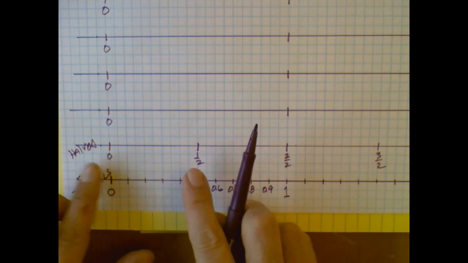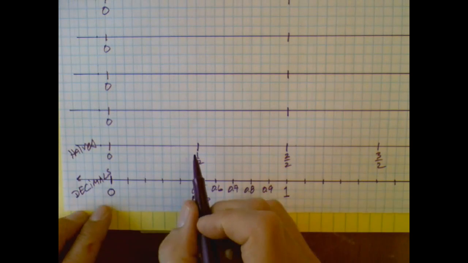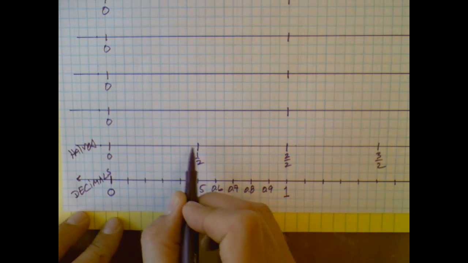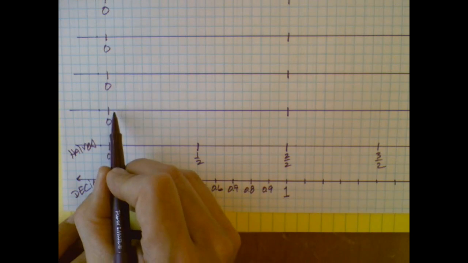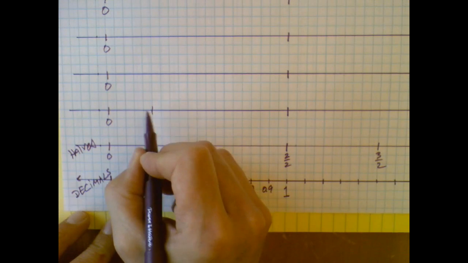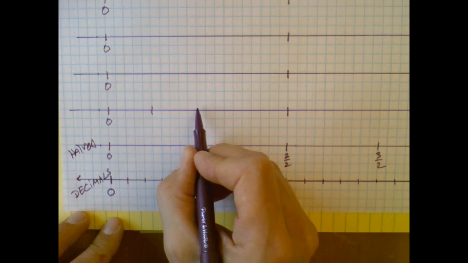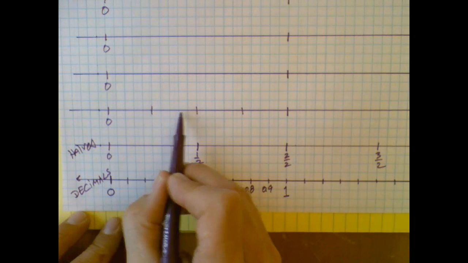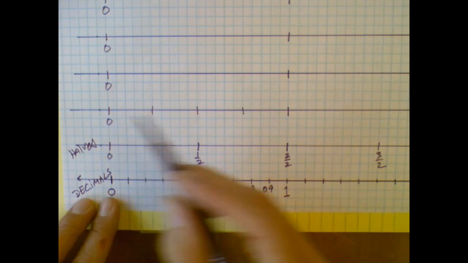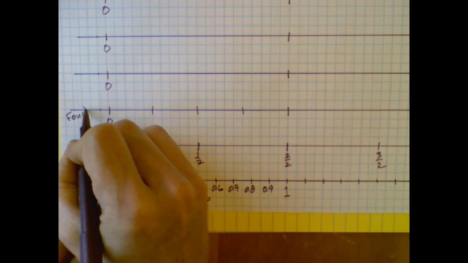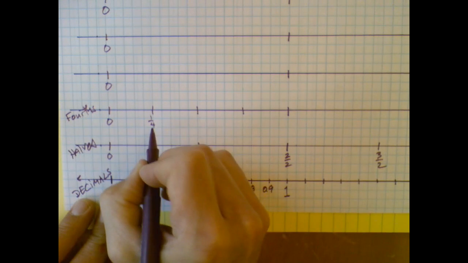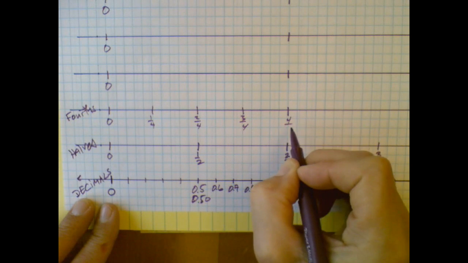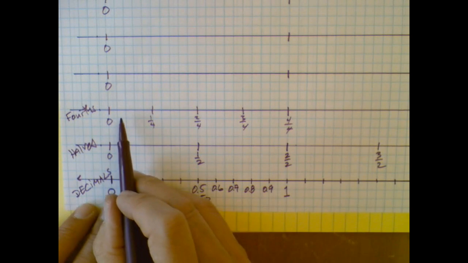Next, I want to split these halves in half. That means I'm going to take this 10 and split it in half. Half of 10 is 5. 1, 2, 3, 4, 5. 1, 2, 3, 4, 5. 1, 2, 3, 4, 5. And I split it up into 4 equal intervals. These are my fourths. So this is 1/4, 2/4, 3/4. This will be 4/4.